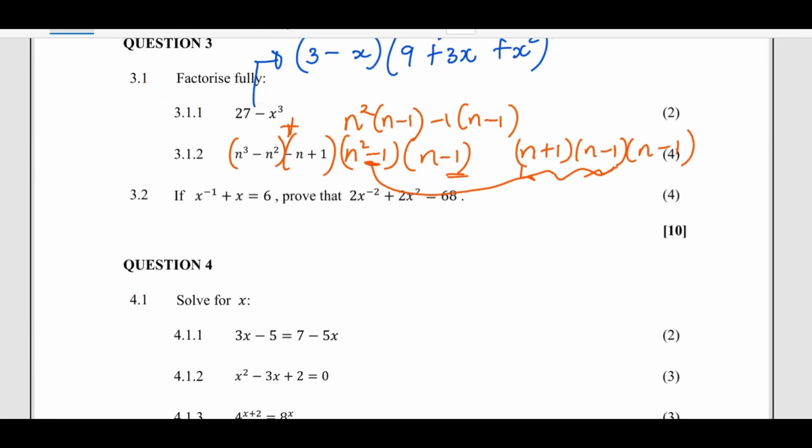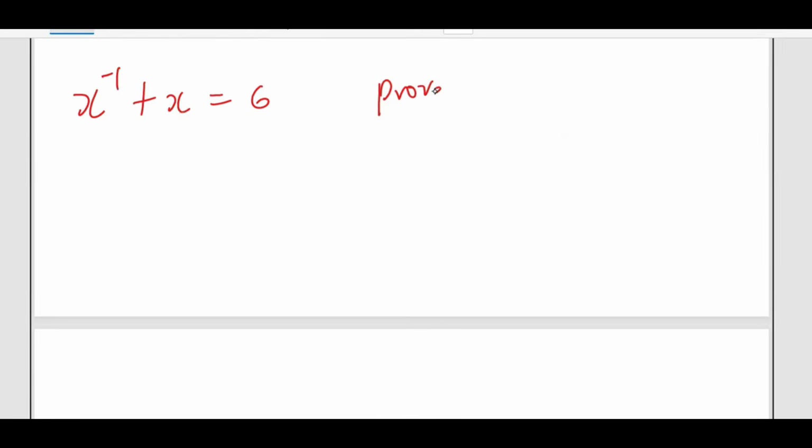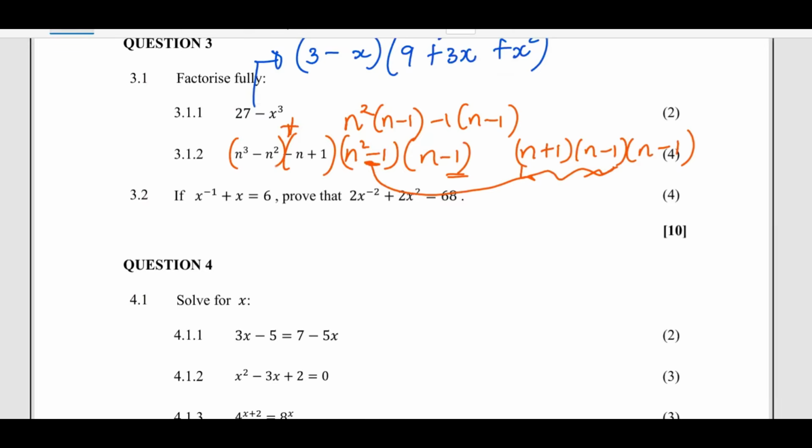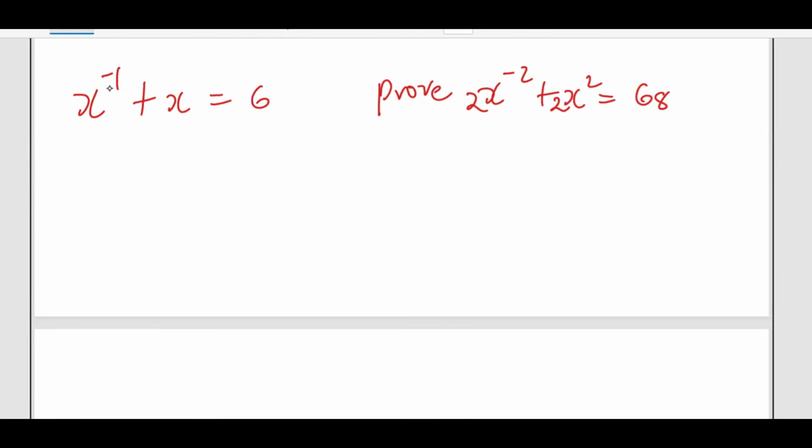So they're telling us we have x to the negative 1 plus x is equal to 6. They want us to prove that x to the negative 2 plus x squared is equal to 68. But there are 2's everywhere here. One thing that we don't see here is that we don't have the 2 and we don't have the square. So we need to square, and then we need to introduce the 2's. It's up to you which one you want to do first, but I think I'll have to square first.